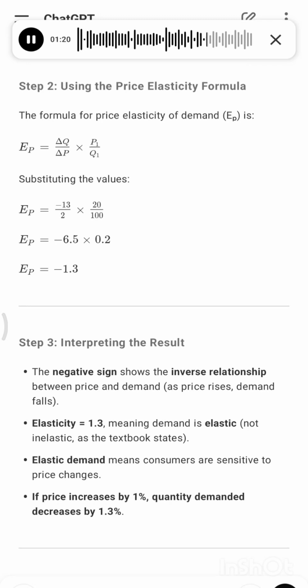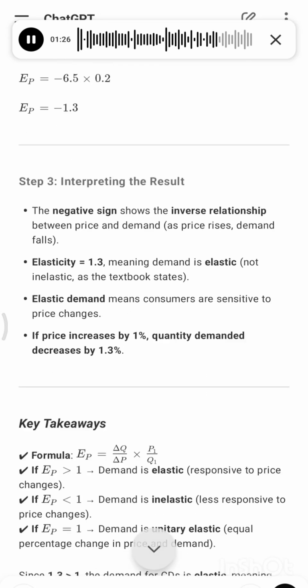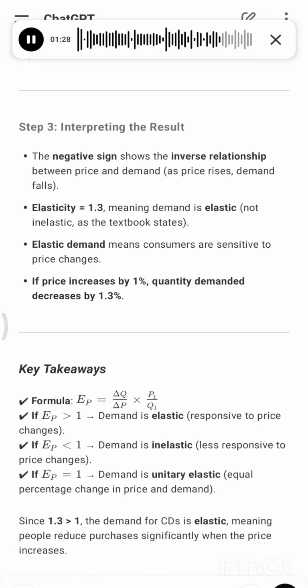Key takeaways. Formula: EP equals ΔQ/ΔP times P1/Q1. If EP is greater than 1, demand is elastic, responsive to price changes. If EP is less than 1, demand is inelastic, less responsive to price changes. If EP equals 1, demand is unitary elastic, equal percentage change in price and demand. Since 1.3 is greater than 1, the demand for CDs is elastic, meaning people reduce purchases significantly when the price increases.